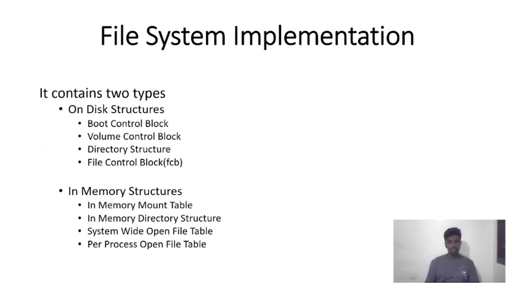Then file system implementation. It contains two types: on-disk structure and in-memory structure. The on-disk structure contains the boot control block, volume control block, directory control block, and file control block. The in-memory structure contains the in-memory mount table, in-memory directory structure, system-wide open file table, and per-process open file table.